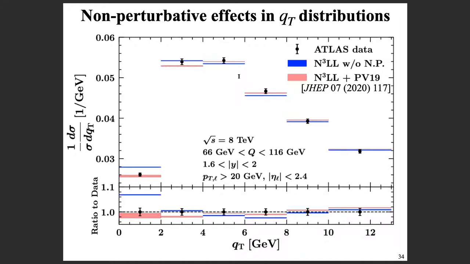So here you see a specific invariant mass bin of the ATLAS 8 TeV data and also a specific rapidity bin. And the blue curve shows you the resummation calculation without any non-perturbative effect. And so you see that it does pretty well, but the first bin is quite off by around 10%. Then what has been done in this paper was to include the non-perturbative corrections. This is what this PB19 stands for. And then once you introduce non-perturbative corrections that are actually fitted to data, then you see that also the first bin is very nicely described. So this means that non-perturbative corrections are actually needed in this region.